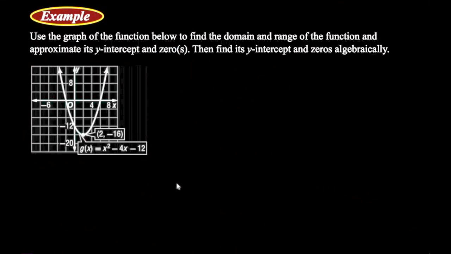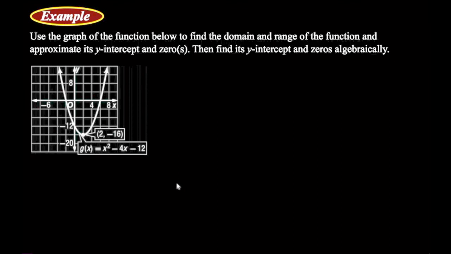Let's start with some examples. Our directions say to use the graph of the function to find the domain and range of the function and approximate its y-intercept and zeros, if there are any. Then we're going to find those values algebraically. So let's go ahead and jump in.